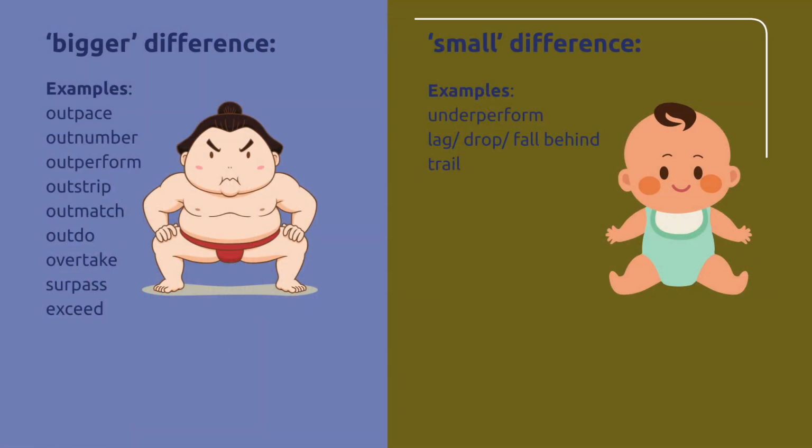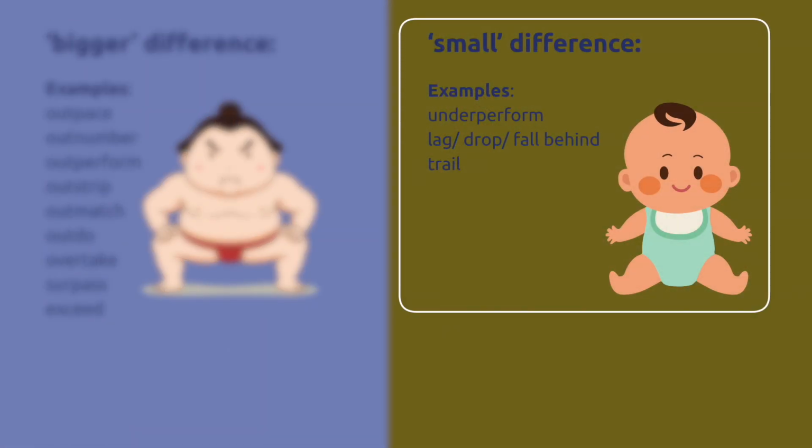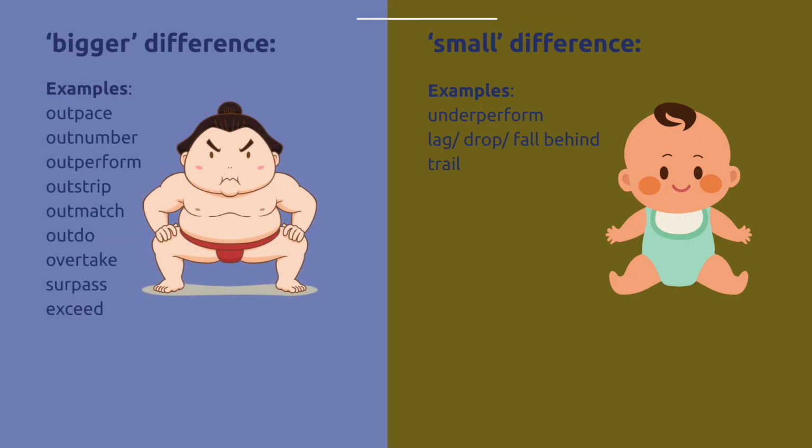And even better news, the list of verbs that mean smaller than is even shorter. Here they are: underperform, lag behind, drop behind, fall behind. And we also have trail, which can be just trail or trail behind. That's all the vocabulary that you need to know.